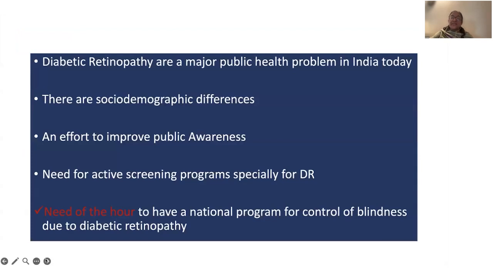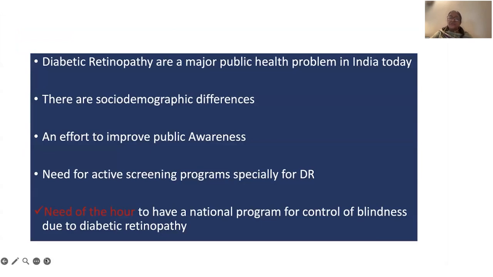So I would just conclude by saying that diabetic retinopathy is surely a major public health problem in India today. There are socio-demographic differences. An effort has to be made to improve public awareness. There is a need for active screening programs, especially for diabetic retinopathy.